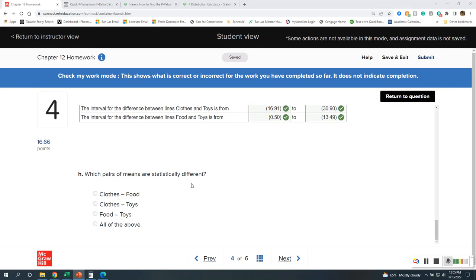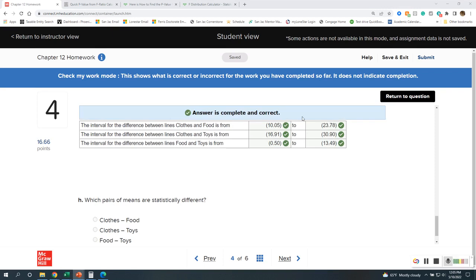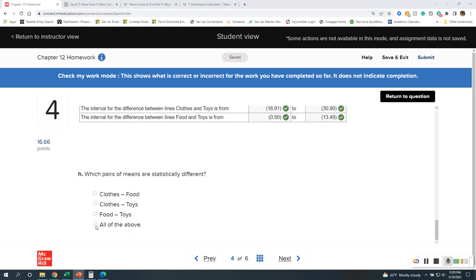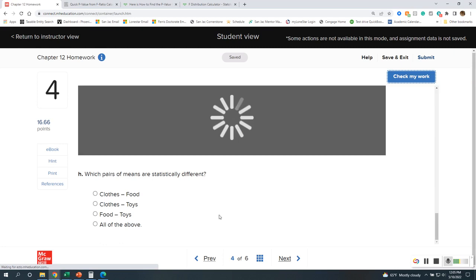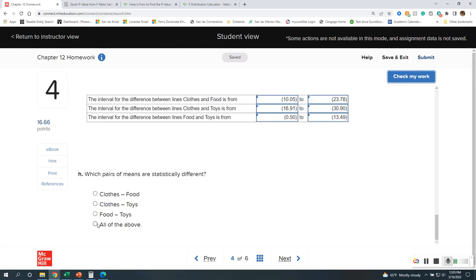So, when we look at which pair of means are statistically different, the only way that they cannot be different is if 0 runs between our interval. None of them have it. This one's close, but it's not it. So ours is going to be all above. Yours may be different. Remember, these are algorithmic, so it could be a little bit different.